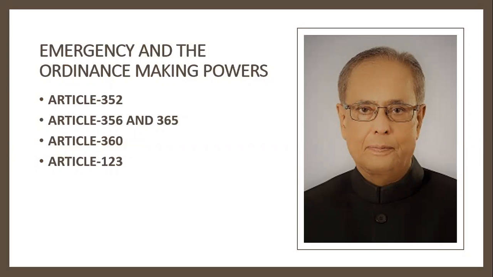When can an ordinance be issued? An ordinance can only be issued when either of the houses or both the houses of the Parliament are not in session, and the President is satisfied that the circumstances which exist show there is an immediate need to take certain actions.